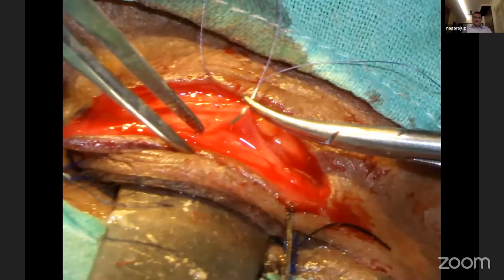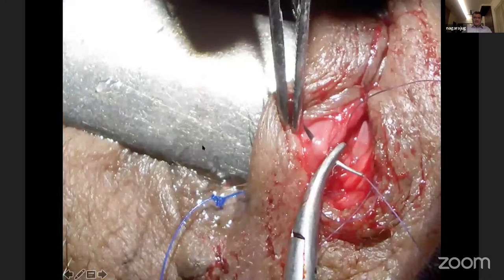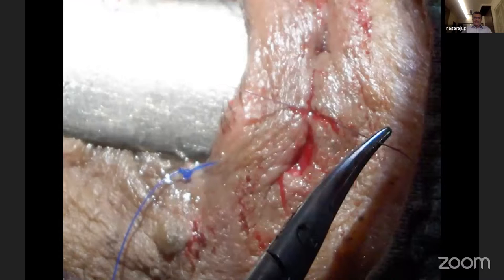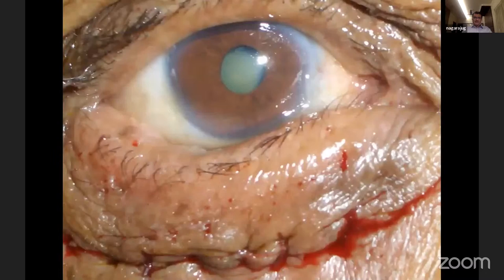Then you take a bite with absorbable sutures from the orbicularis oculi muscle, the inferior retractors of the lids, the tarsal plate, and the orbicularis oculi muscle, and then you tighten it. And of course, you have to close the skin with Prolene. This is how you do the Jones procedure.